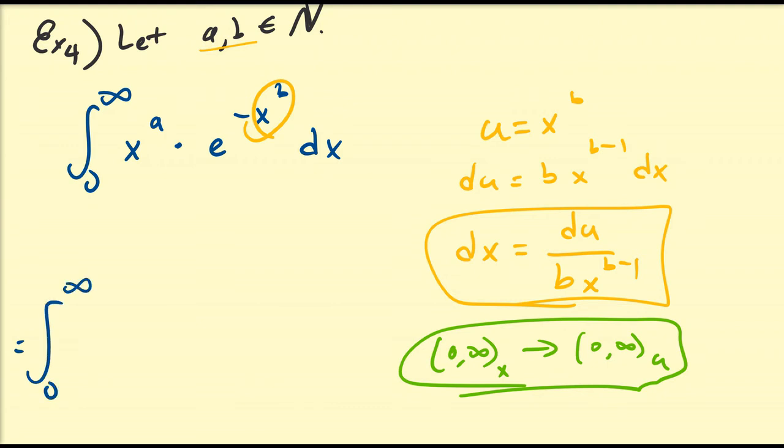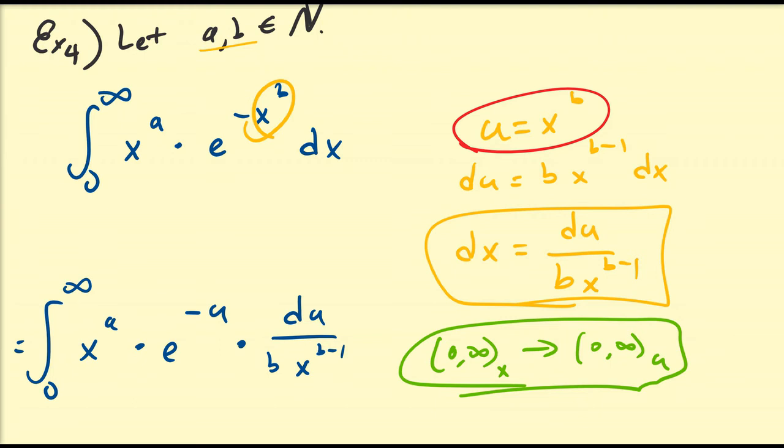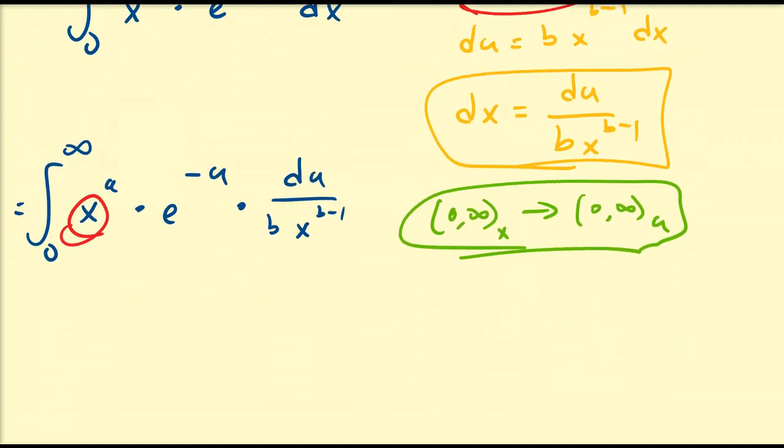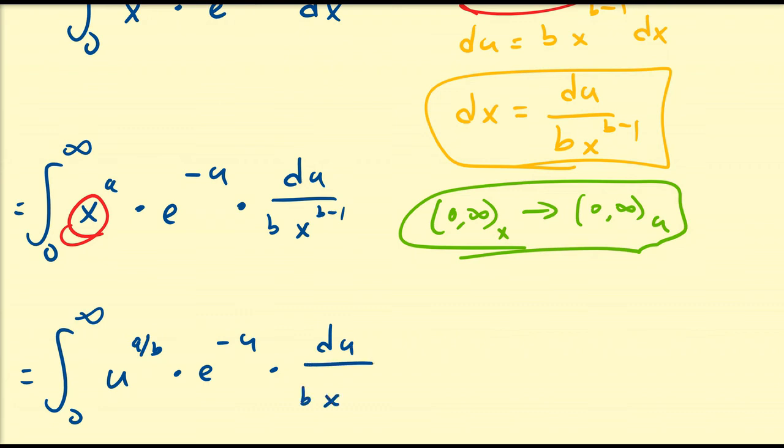So we have the integral from 0 to infinity of x to the a times e to the minus u times dx, and that's going to be du divided by b times x to the b minus 1. Again, u is x to the b, so that means x is going to be equal to u to the 1 over b. So I'm going to replace that in terms of x here. So this is going to be equal to the integral from 0 to infinity of u to the a over b times e to the minus u times du over b times x to the b minus 1.